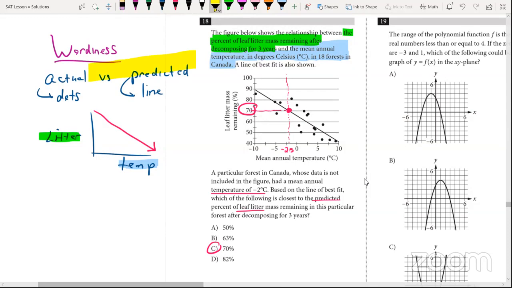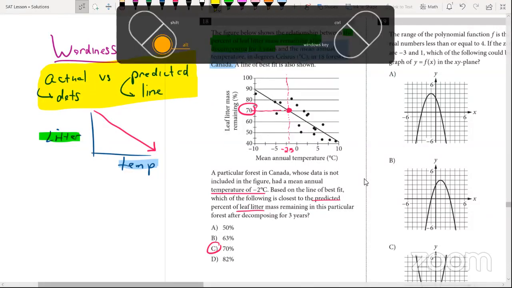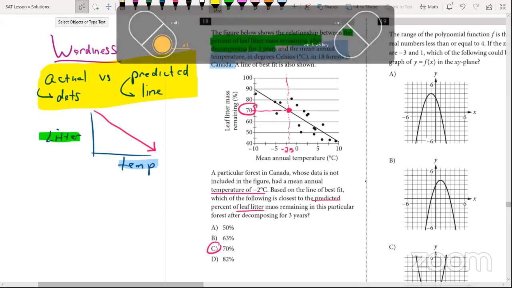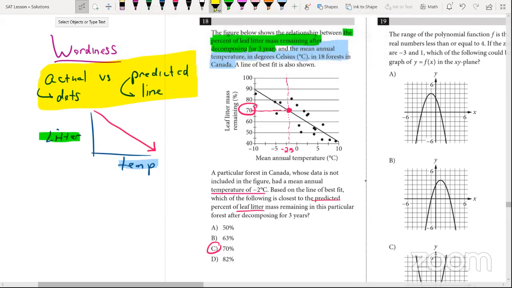The biggest takeaway from this problem is that on a graph like this, the actual value is the dots and the predicted value is the line. So let's go over to number 19 now.